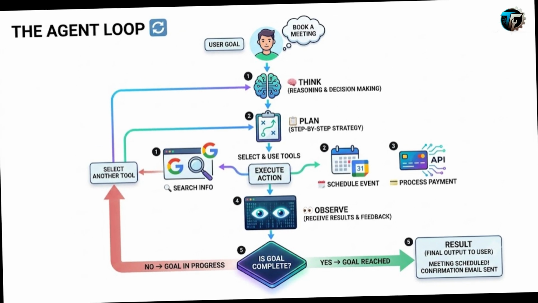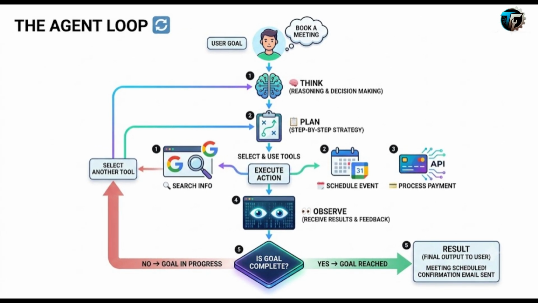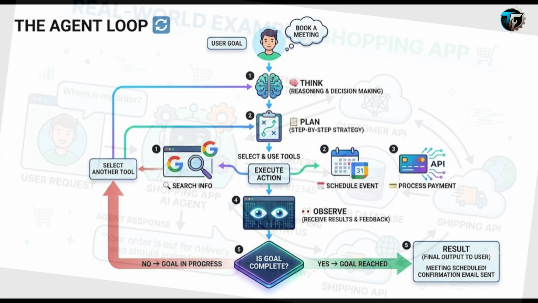Now we have the basic agent loop. The user provides a goal. The agent reasons about what needs to happen. It selects a tool. The application executes the tool. The agent receives the result. It evaluates whether the goal is complete. If it isn't, it may perform another action. And eventually, it returns the result. This loop is one of the fundamental patterns behind agentic AI.